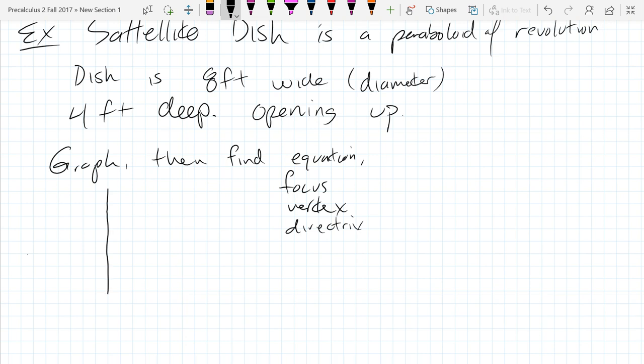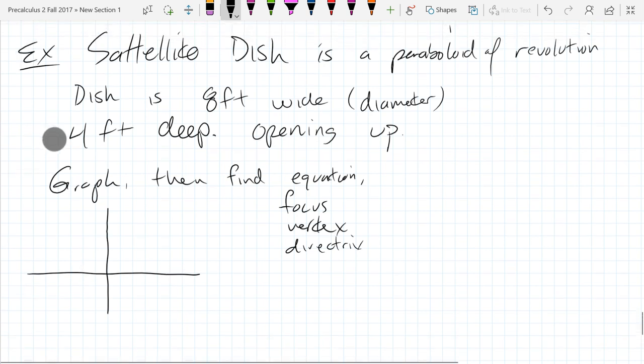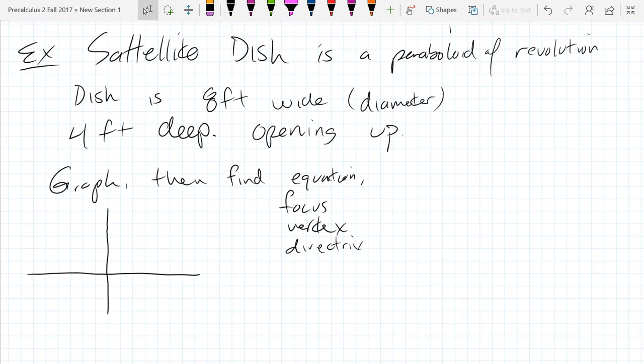Where's the easiest place to put the vertex, given all the problems we've done so far? 0, 0. So it's got the easiest equation if we just put the vertex at 0, 0. We're putting the satellite dish wherever we want, so we might as well just put it in the easiest spot. So we'll put the vertex at 0, 0.